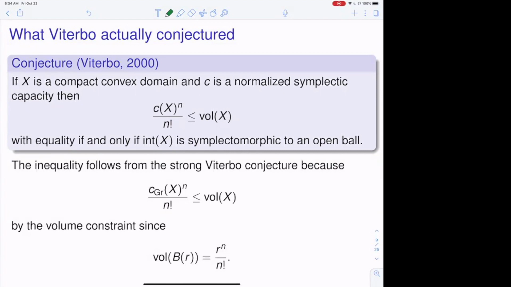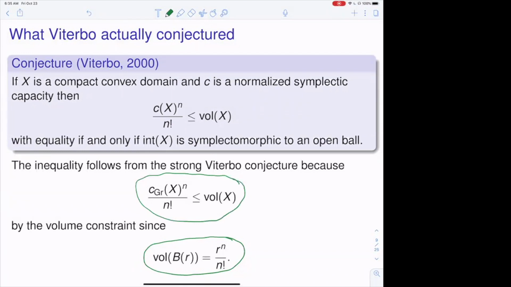The first part of this conjecture, the inequality, follows from the stronger conjecture on the previous page, because this inequality must hold for the Gromov width. The reason is that the volume of a ball of size r is given by this formula: r to the n over n factorial. Because of the volume property, the Gromov width of any domain has to be less than or equal to r, such that the ball of size r can't embed into X if the ball has volume bigger than the volume of X. So that implies this inequality here.